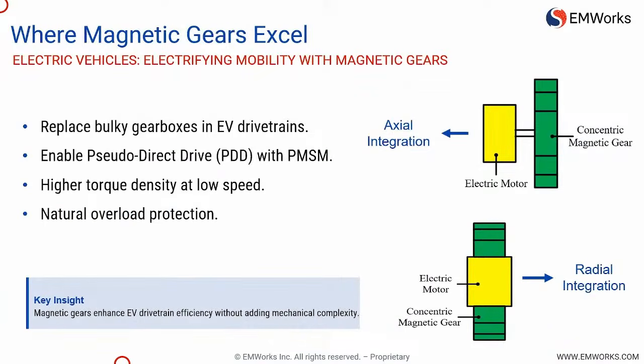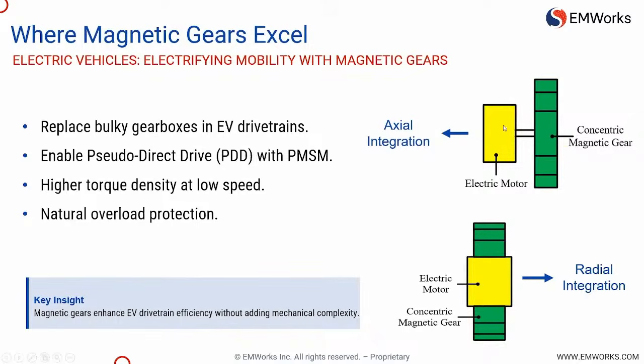Establishing the performance of magnetic gears, we can incorporate magnetic gears in real-life, practical usages. For example, the most famous application of magnetic gears is in EV drivetrains, or electric vehicle drivetrains. We can insert the magnetic gear in the drivetrains with two typical methods: axial integration or radial integration.